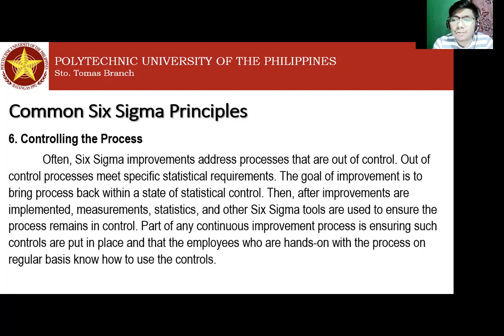So in terms of controlling process, we have here different statistical tools like the C chart, the P chart. So those statistical tool ay pwede rin natin siyang magamit, pwede natin siyang palabasin with the use of our Minitab. Okay? So part of any continuous improvement processes is ensuring such controls are put in place and that the employees who are hands-on on the process on a regular basis know how to use yung control, no, kumbaga nakikita nila, alam nila anong ibig sabihin ng mga control charts na meron tayo.